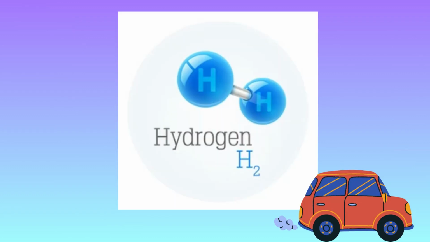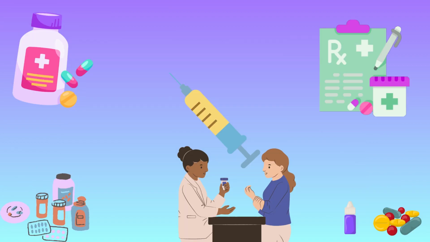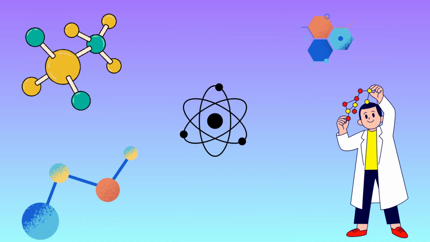Number 3. Hydrogen molecules H2 are used as fuel in hydrogen-powered vehicles. Number 4. Carbon compounds such as hydrocarbons are used in the production of plastics, fuels, and other chemicals. Number 5. Molecules are used in medicine and pharmaceuticals, such as the discovery of new molecules and their role in treating diseases.